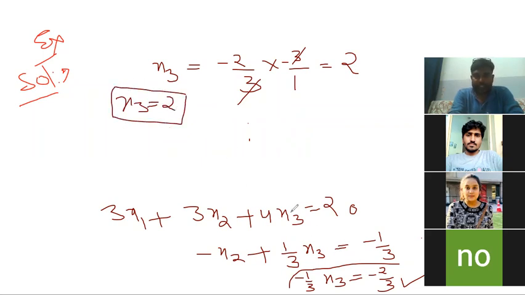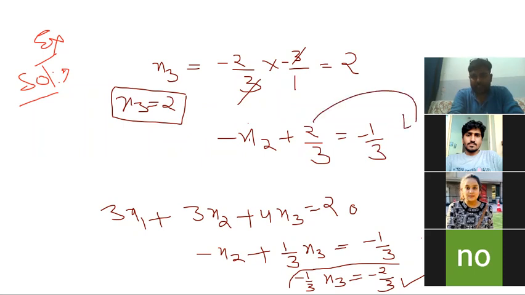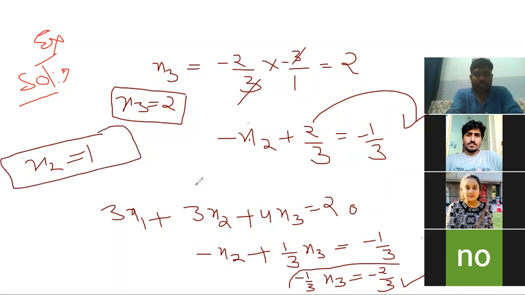Put the value of x3 in equation 2. x2 plus this becomes 2 by 3, and it is minus 1 by 3. Take this to this side and get the value of x2. When we solve this equation, x2 will be 1, and putting the values of x2 and x3 in equation 1, we will get the value of x1, that will be 3.